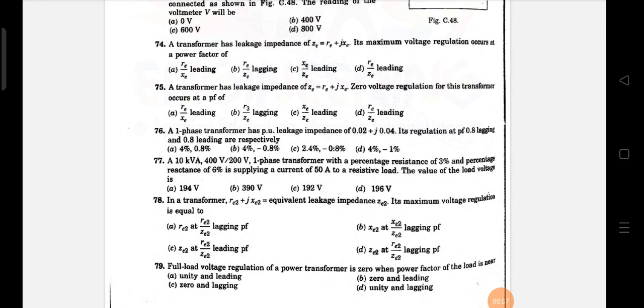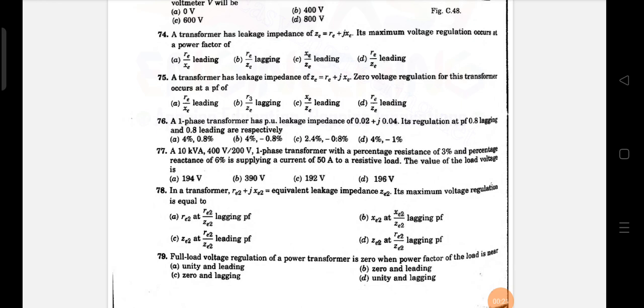Okay, 74th question. A transformer has leakage impedance of Z_e equals R_e plus j X_e. Its maximum voltage regulation occurs at a power factor of. Always maximum regulation occurs at lagging load. He is asking cos phi equals what? In case of lagging load, the power factor will be R by Z lagging. From the given options, the second answer is correct.